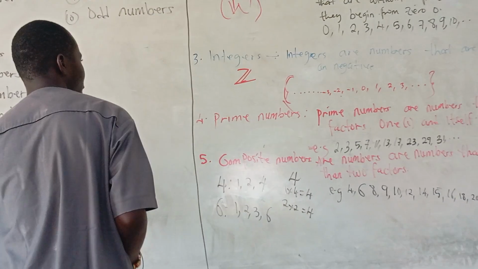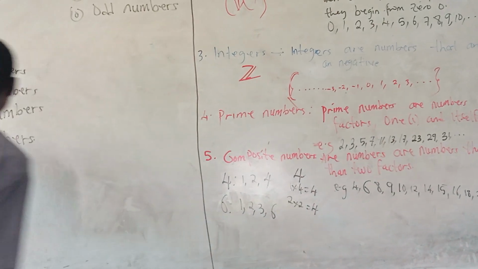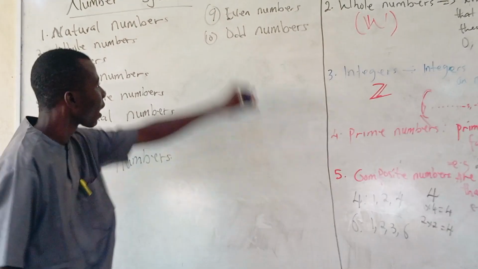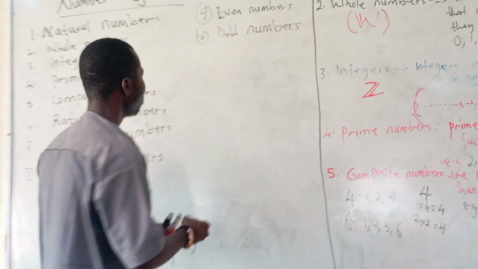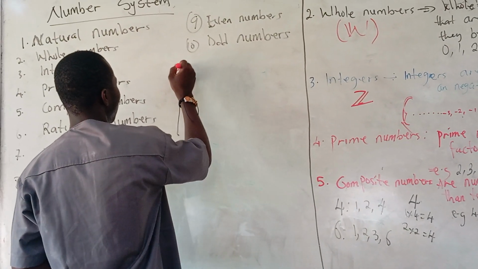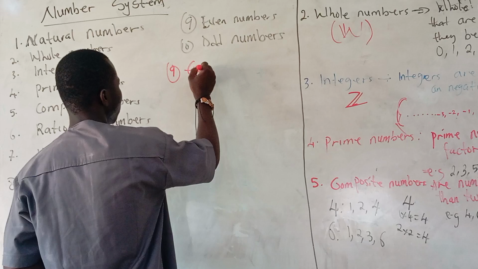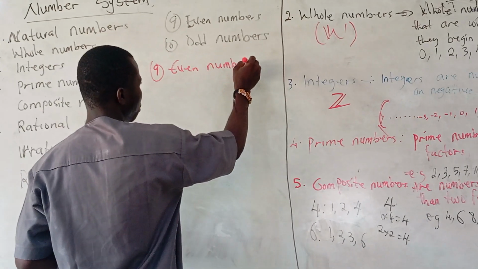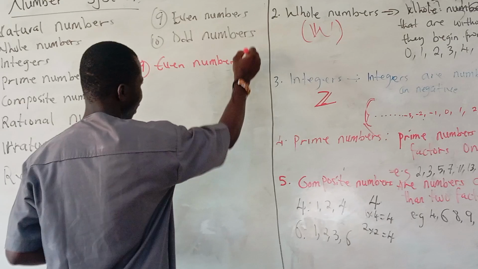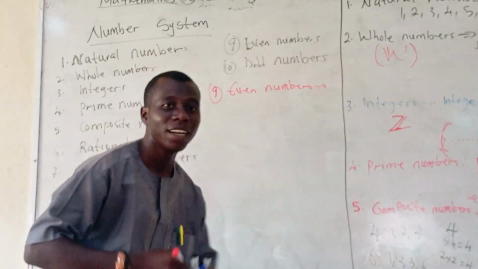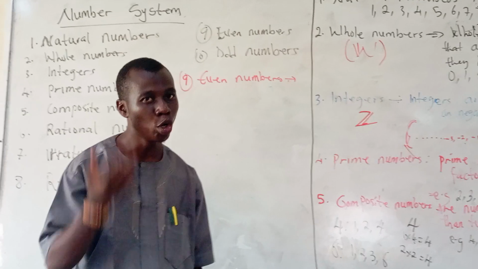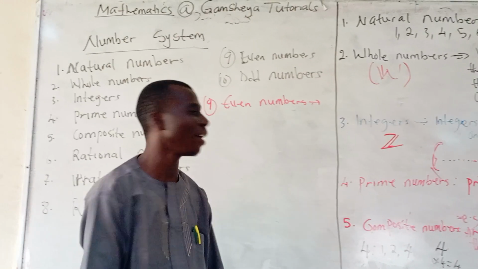Alright, now let's quickly look at rational numbers. The next number I have is the rational number. But before we deal with rational numbers, can we look at even numbers? Let's look at what even numbers are. I believe even numbers are very easy to understand. We said even numbers are numbers that can be divided by 2 without remainder.